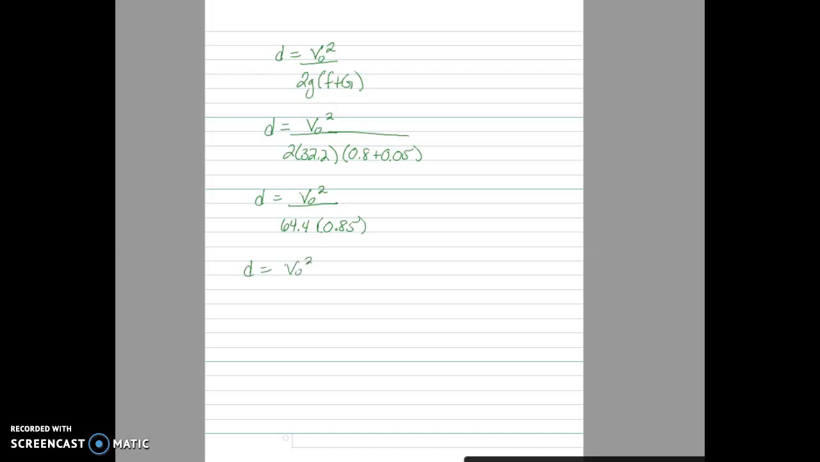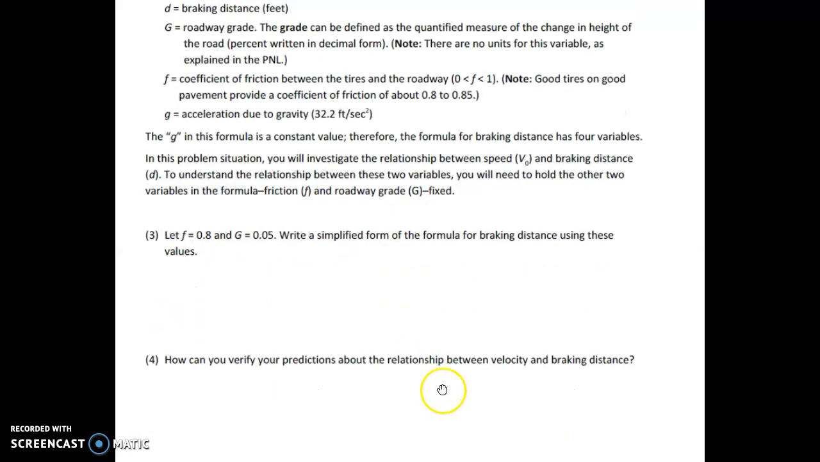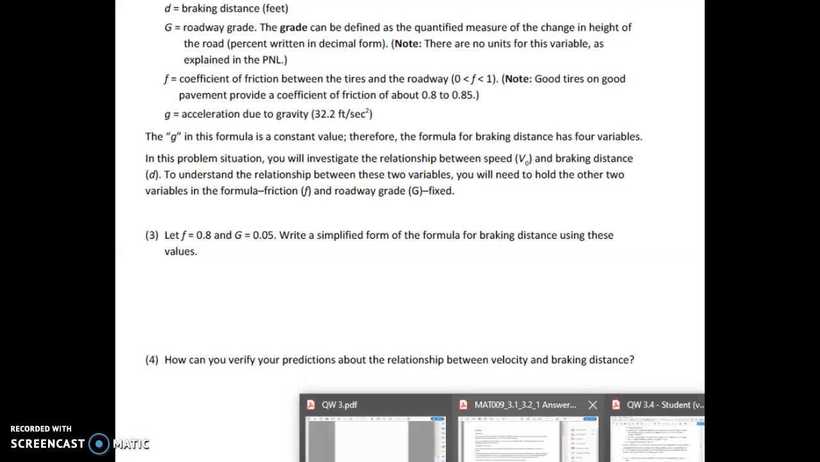Finally, there's one more thing I can do to simplify. In the denominator, just multiply those values. And my formula is now D equals V naught squared over 54.74. Okay, and that is the formula that you would put in for question 3. Then for questions 4 and 5, we are going to use that simplified formula to see what happens when the speed doubles. We're going to look at a speed of 50 miles per hour and then 100 miles per hour and see what happens to the braking distance.